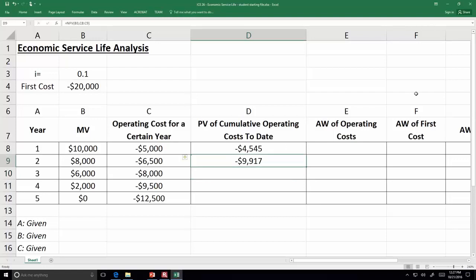9,917 is the cumulative. Now, if you add these two numbers together, you know that 5,000 plus 6,500 is 11,500, right? But this is saying take those amounts in the year that they're in and take them to year zero. This was at year one, and that was at year two. This is the equivalent sum of those two amounts at the present. So now do the same thing for the other years as well. You can't drag the function down. Unfortunately, you have to type the function in repeatedly for this one. It doesn't work to just drag it down.